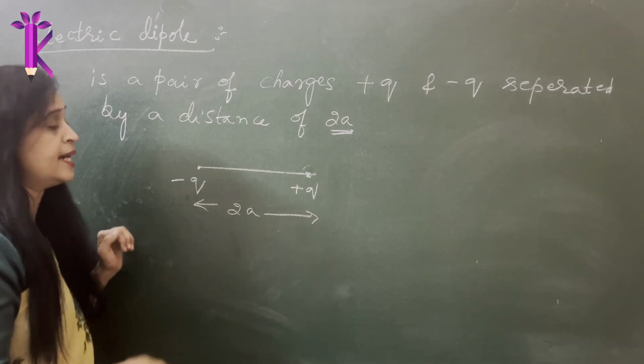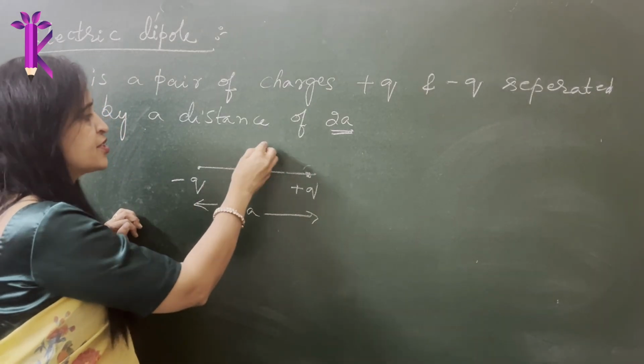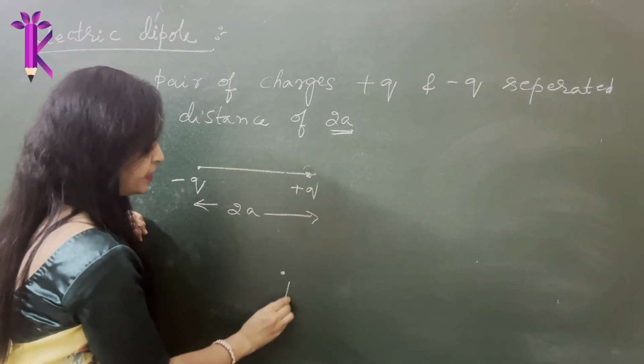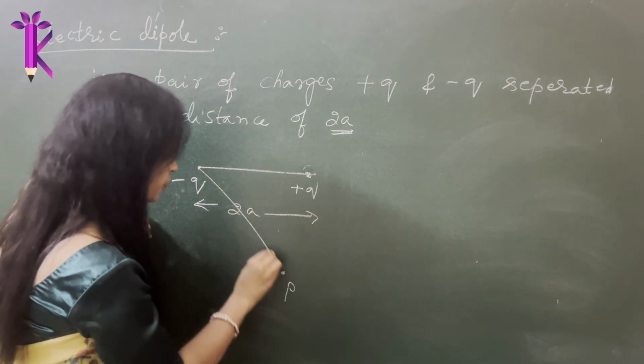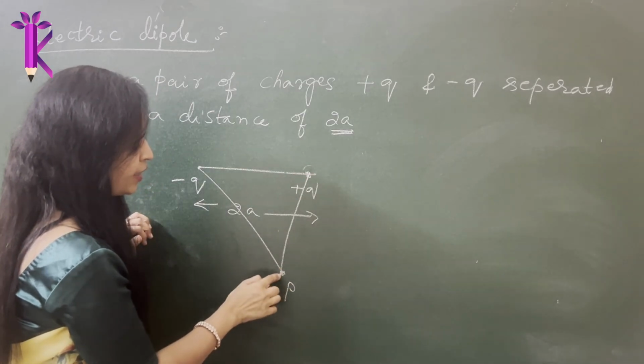They will have a field. What do you mean by they will have a field? It means if you keep a charge somewhere here or somewhere here, say at P, then due to this and due to this, there will be some electric field at this point.